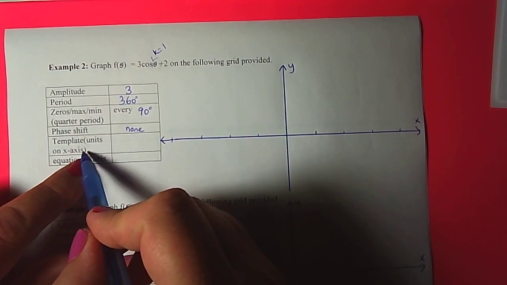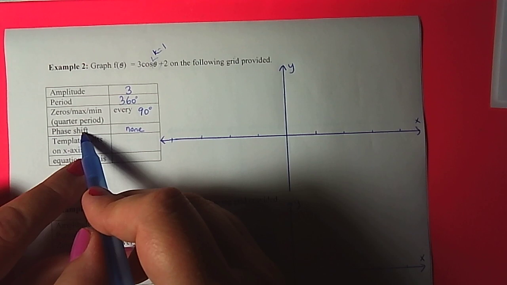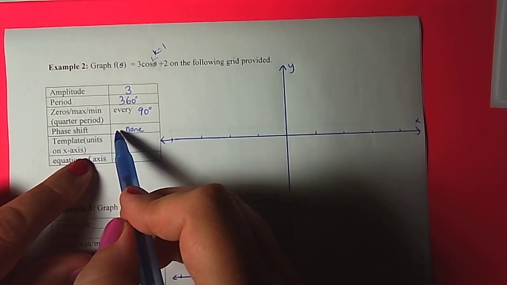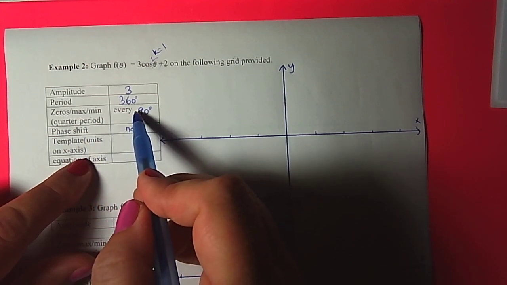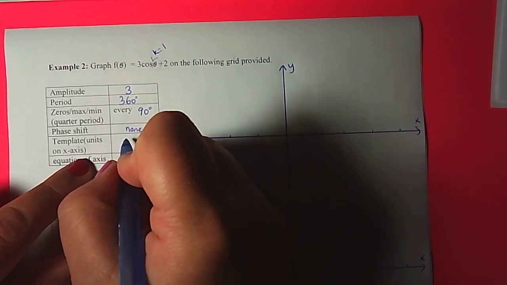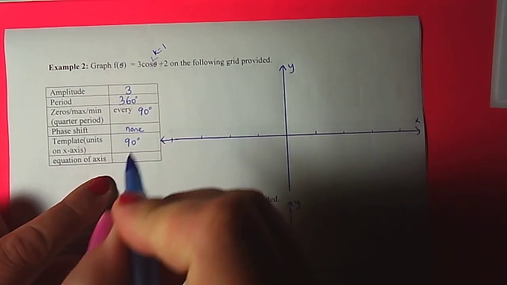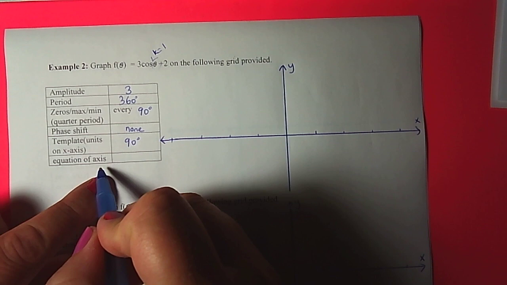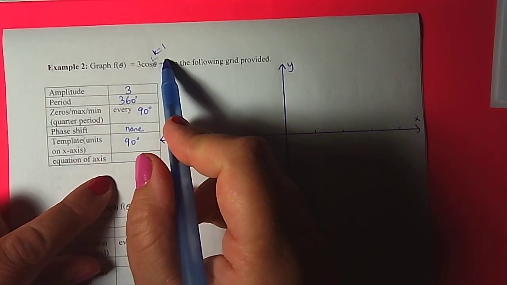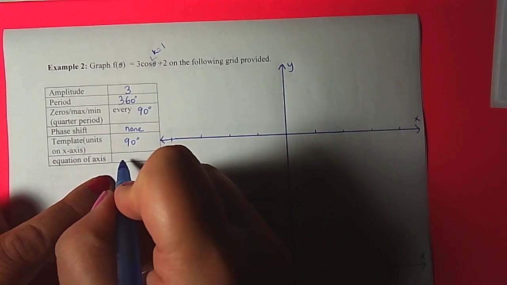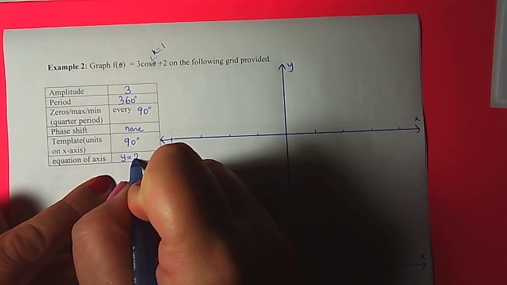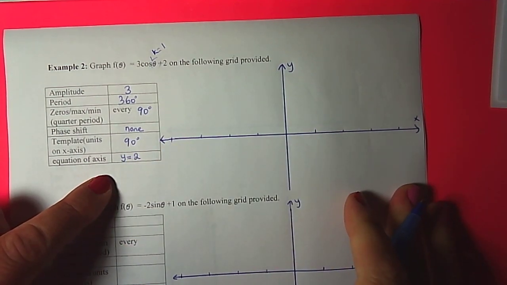Template is the greatest common factor between quarter periods and phase shift. In this case, again, there is no phase shift. Then we can just use the quarter periods as template, 90 degrees. Equation of axis. So in this case, we see that c value is 2. Then equation of axis is y equals 2.